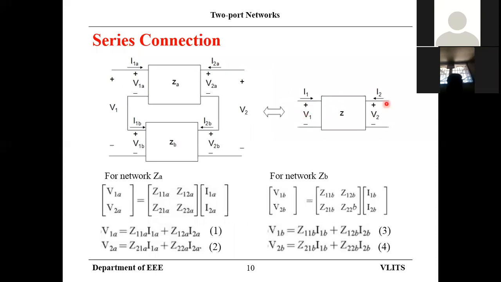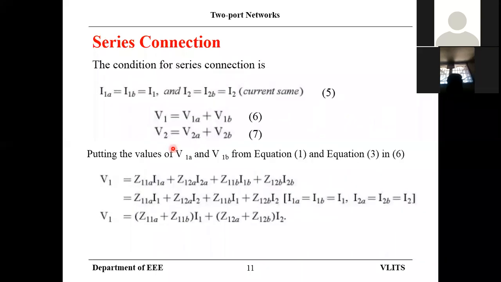If you want to write the equations for this equivalent two-port network, here also we have to write the voltage equations in terms of the current. Which means in the place of V1B and V2B, we have to write V1 and V2, and in the place of I1B and I2B, we have to write I1 and I2. So these are the two equations: V1 is equal to V1A plus V1B and V2 is equal to V2A plus V2B. These two are from the series connection condition.